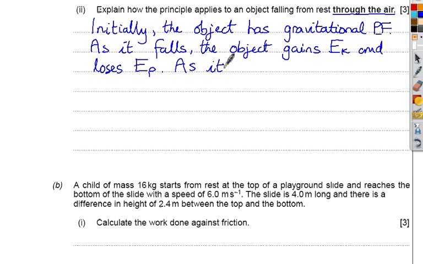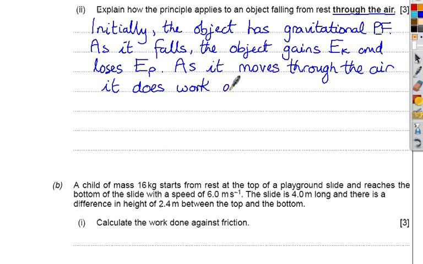As it moves through the air, it does work against air resistance.